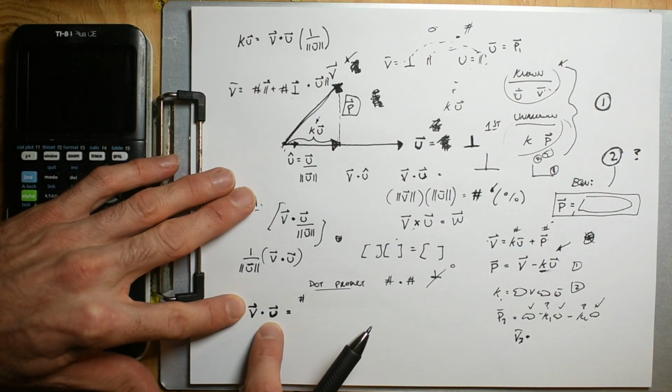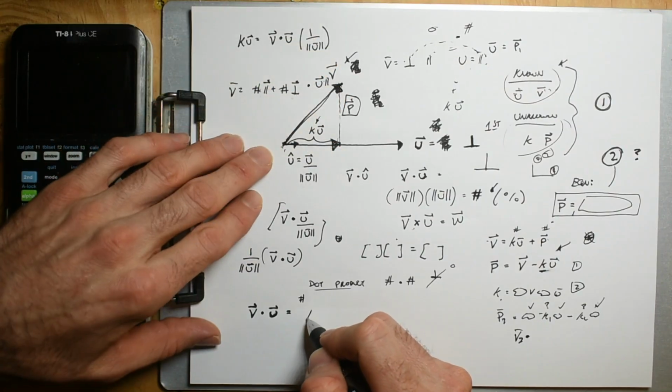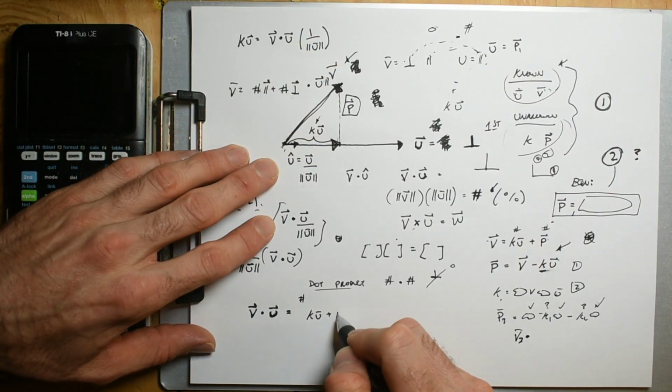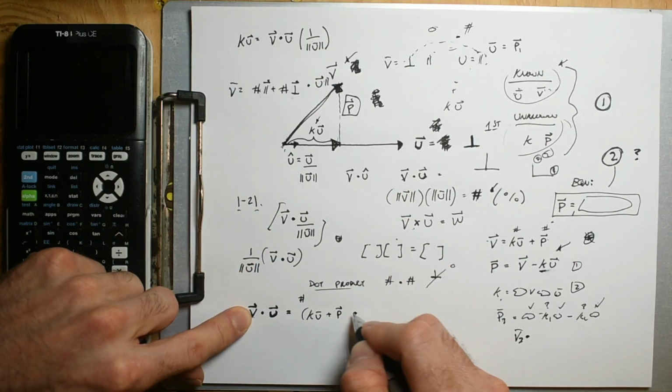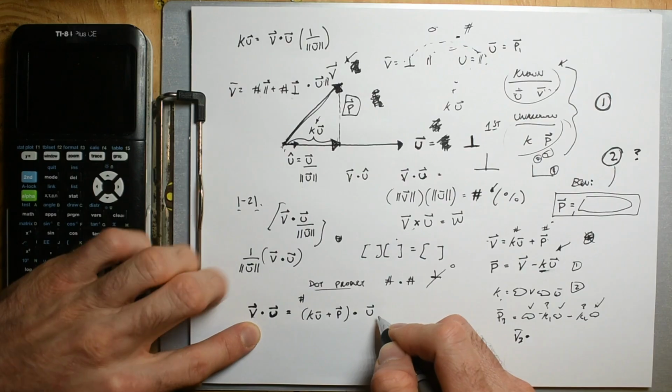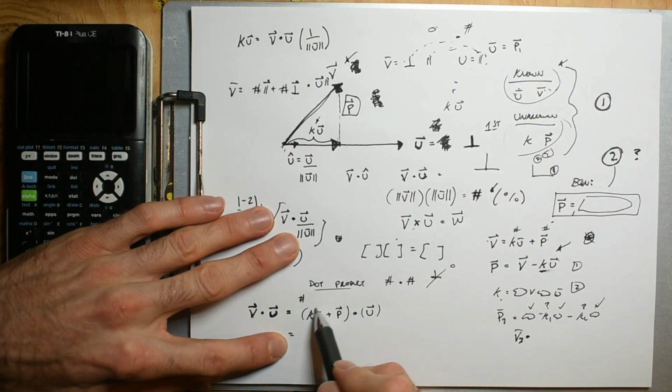But we are going to say that v is this way and that way. v is ku plus p. Alright, so that's what v is, and we're going to dot that with vector u. Cool. And then when we do this process, we can kind of foil this.